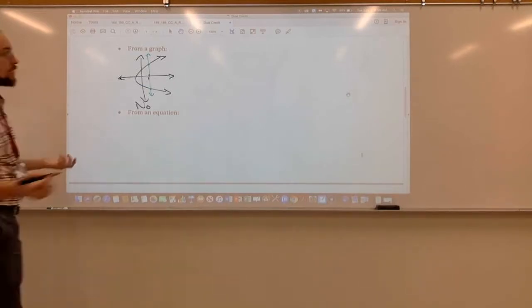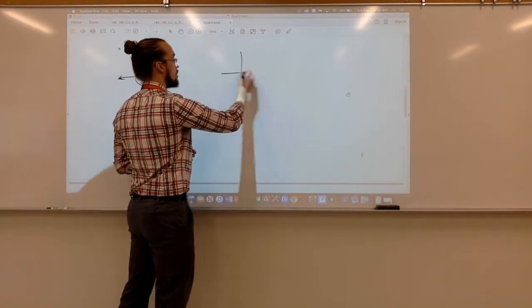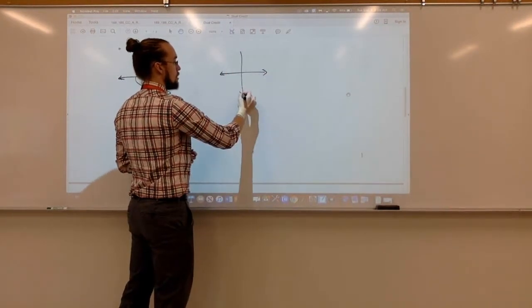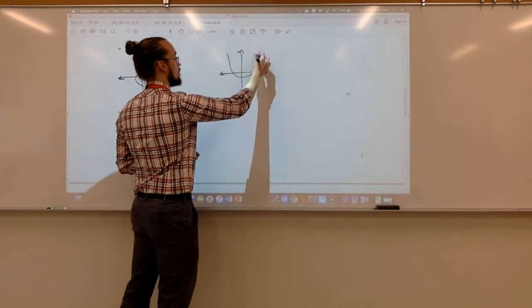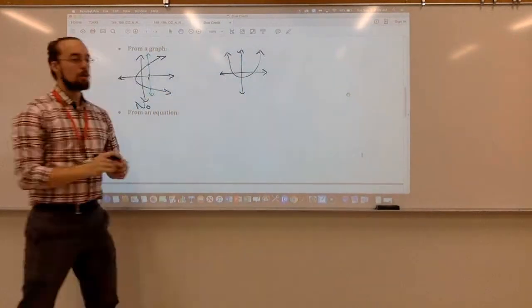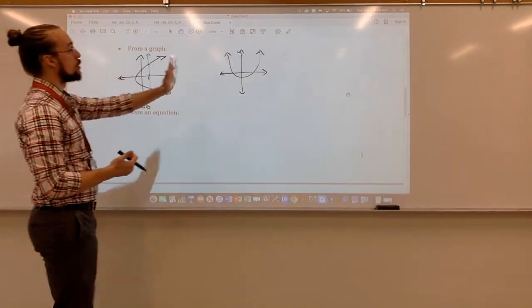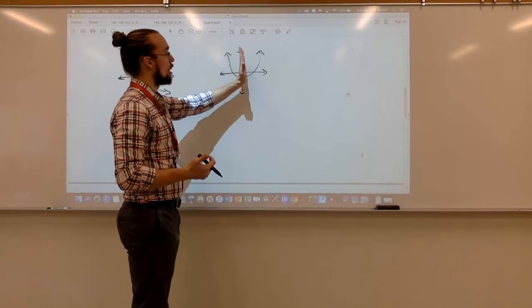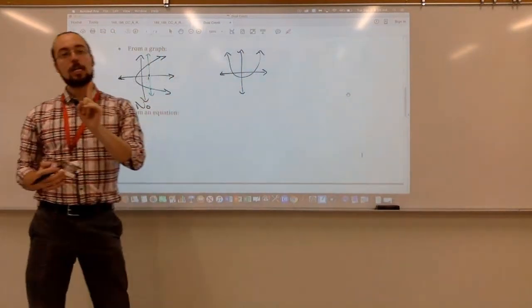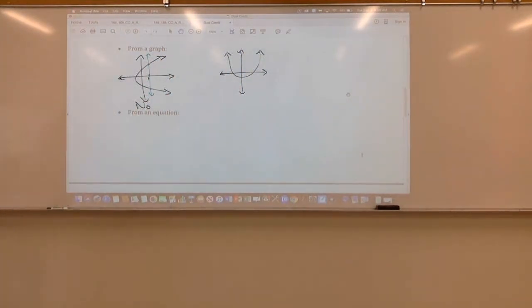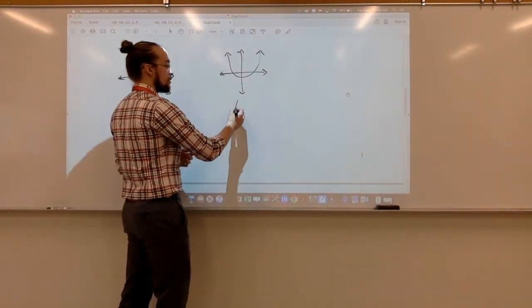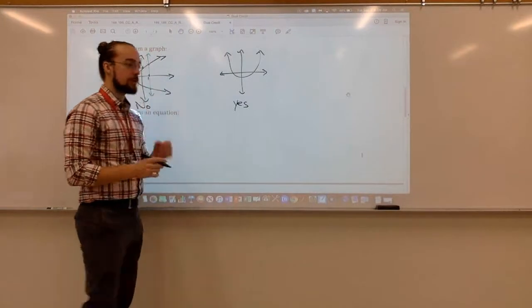Or something like this, and we've got a normal parabola. This would pass the vertical line test, right? No matter where I draw a vertical line, I'm only going to hit one value on this graph. That means it passes the vertical line test. That means this is a function.